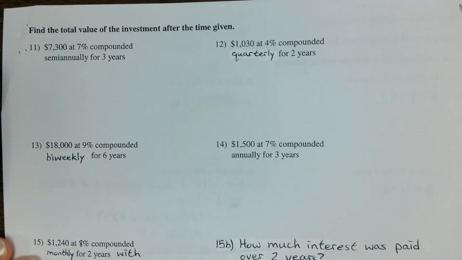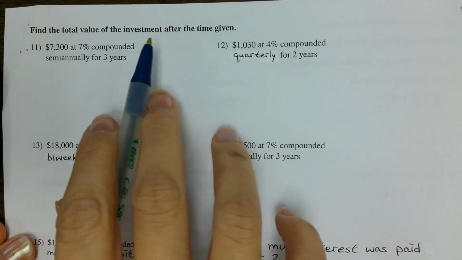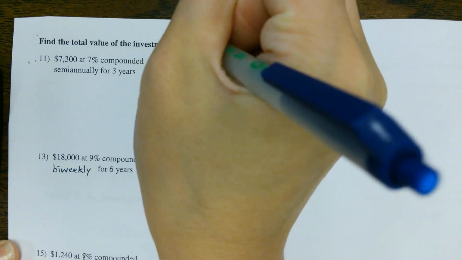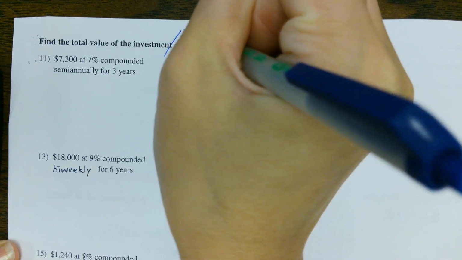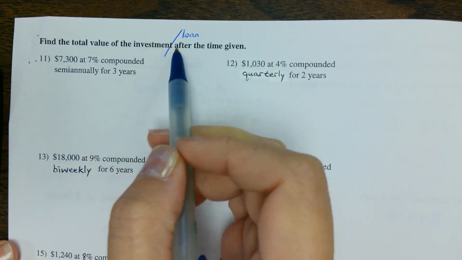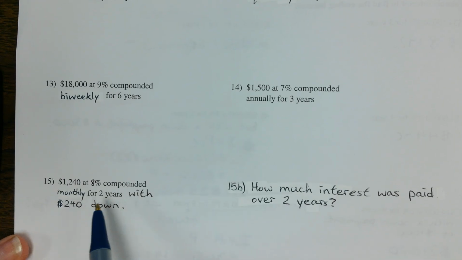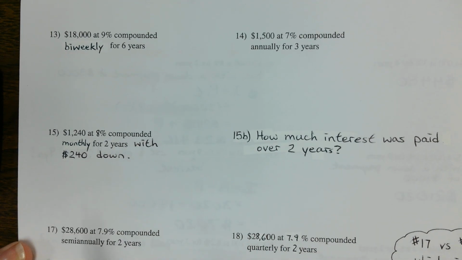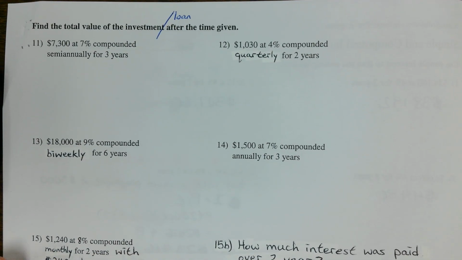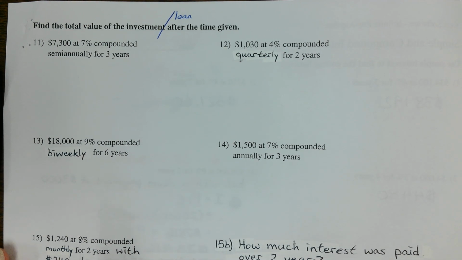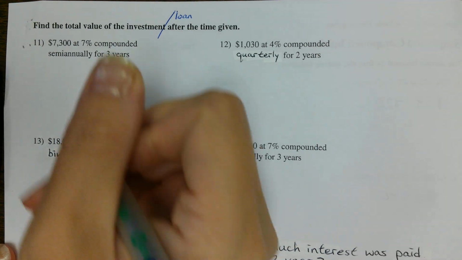Okay. This right here. So find the total value of the investment after the given time. So again, for this one, I'm gonna just write investment / loan. All right, because as I said, some of them I said down payment, and it doesn't make sense for an investment to have a down payment. It doesn't make a difference with your answers. It's just logically it doesn't make sense. Oh, okay. Yeah. Okay, number 11. Kira, what did you get?